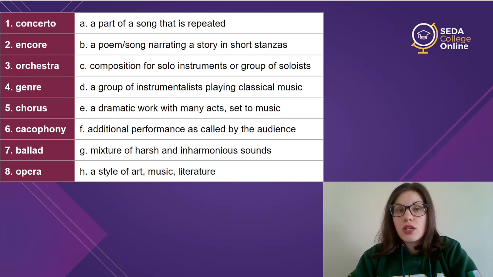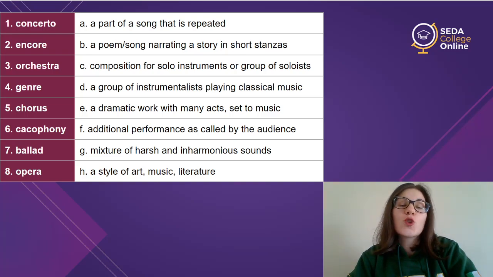You see the sounds here are a little bit different. Orchestra. The stress is on the first syllable, orchestra. Number 4 is genre. Number 5 is chorus. 6, cacophony. 7, ballad. And the last one, opera.